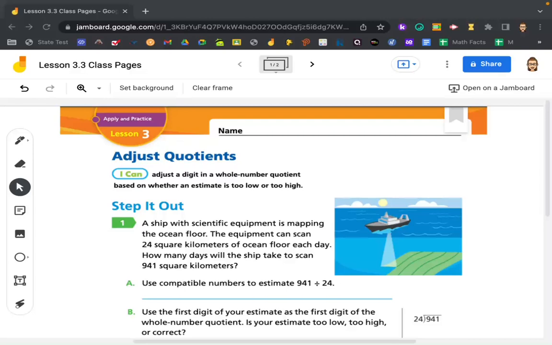Hello, my mathematicians. Today we're looking at Module 3, Lesson 3, which is all about adjusting the quotients. So hopefully by the end of this lesson, you'll be able to adjust a digit in a whole number quotient based on whether an estimate is too low or too high.